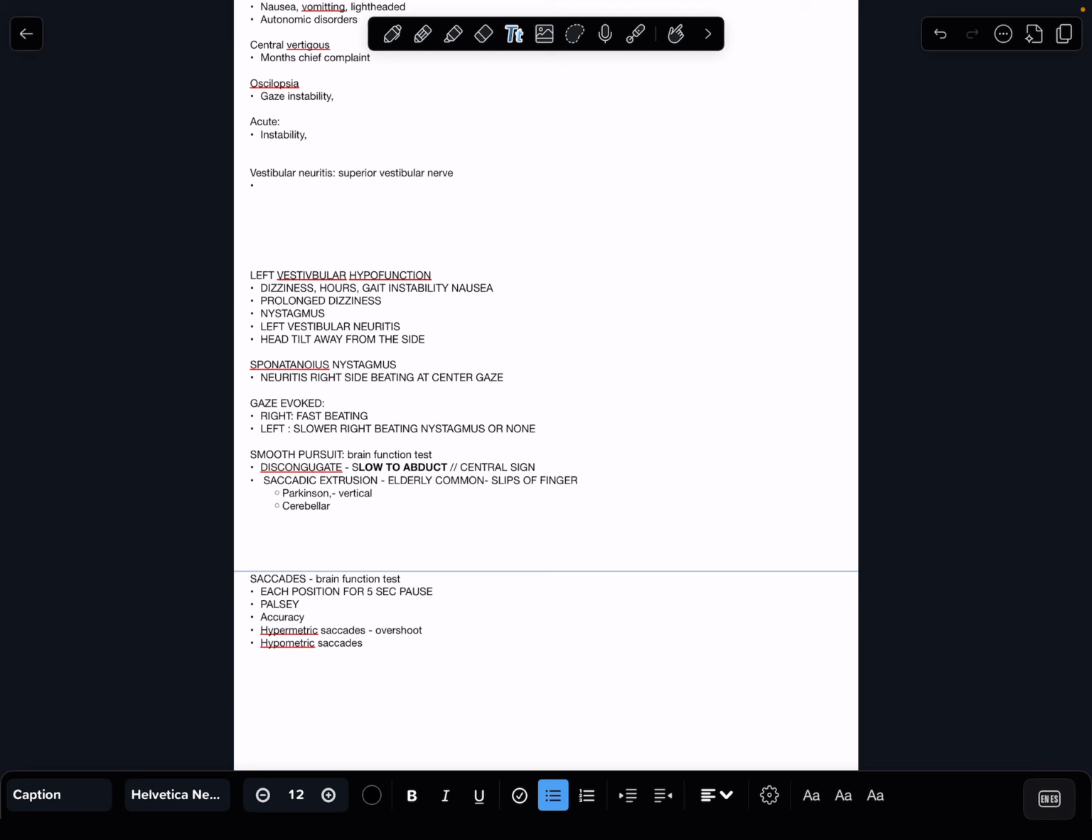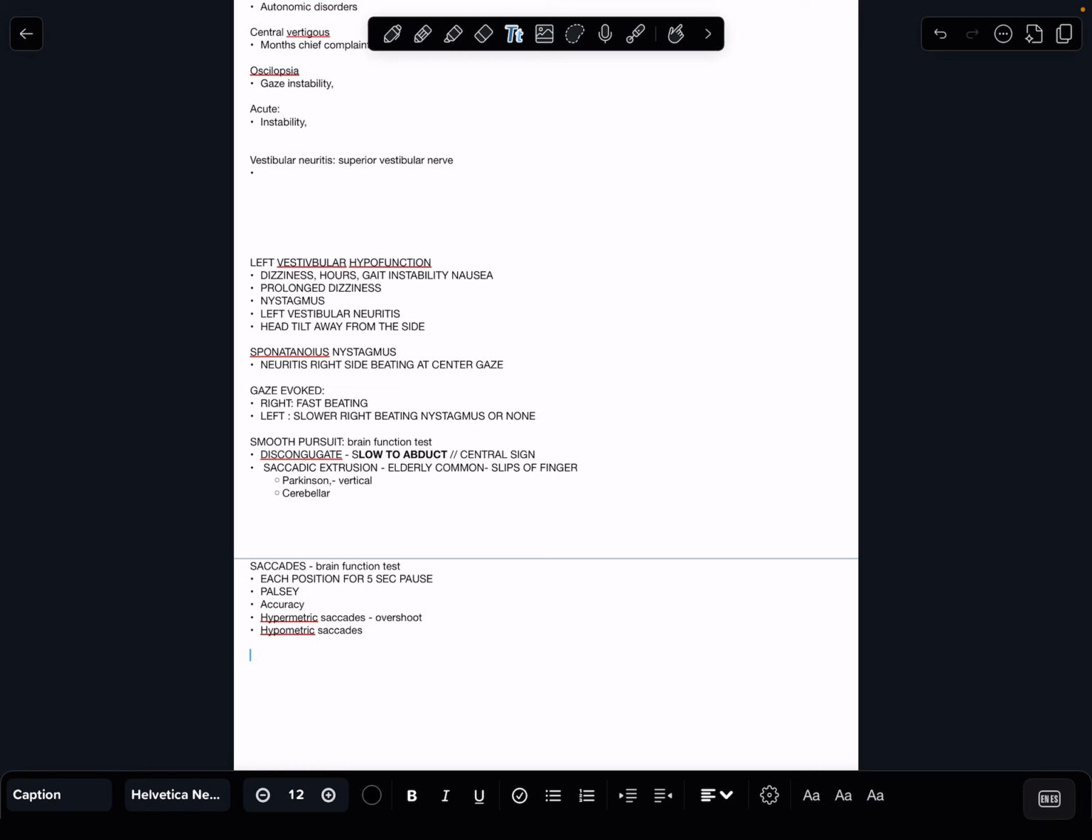So what would you expect in this left vestibular neuritis patient? What would you expect smooth pursuits and saccades to be? Disconjugate, saccadic intrusions, hypermetric, hypometric, or normal? Normal. It's a brain test. Agreed. It's not a brain problem, right? Unless again, they're elderly and their smooth pursuits have saccadic intrusions.